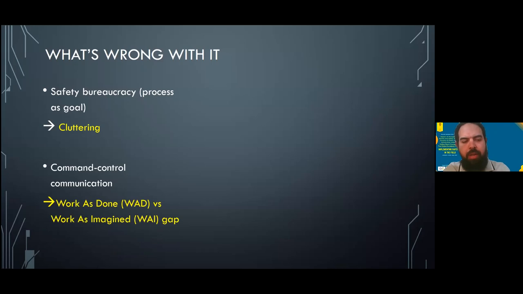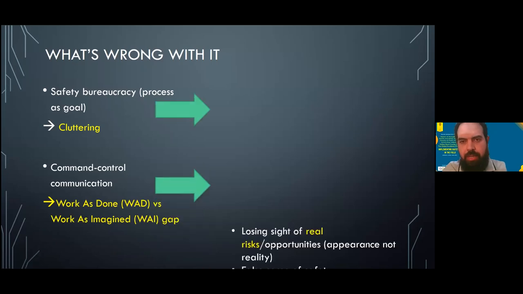The current model has made a rift between the management and the workforce. So what the management are designing and planning is totally disconnected from what the people actually do on the ground, at the job site. And this gap, along with the cluttering, has really led to a wide range of problematic issues in safety.